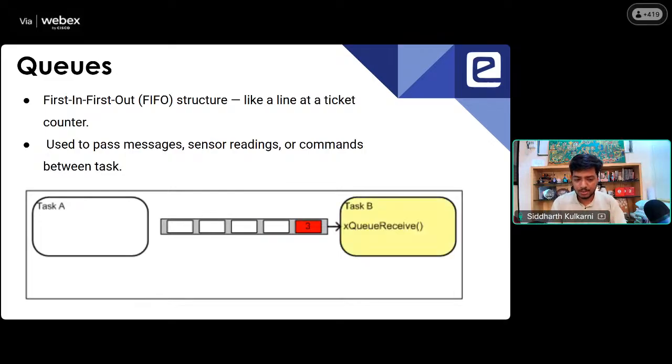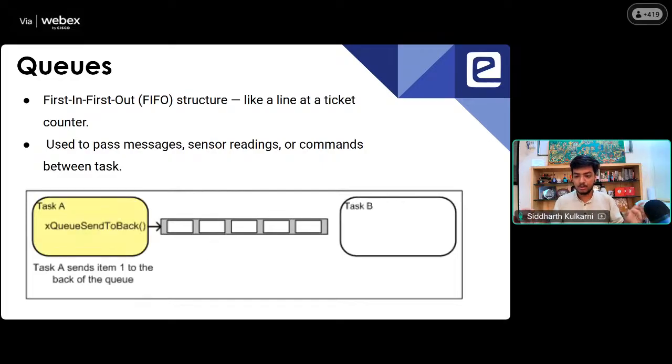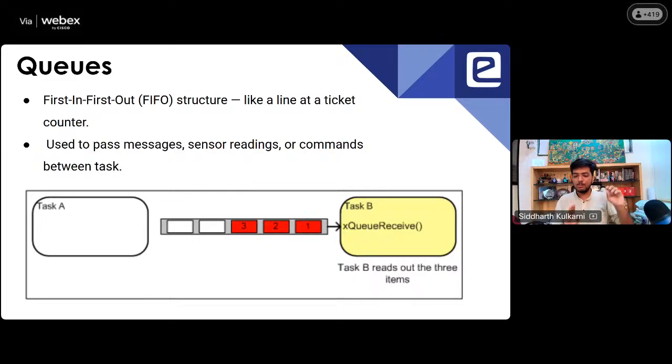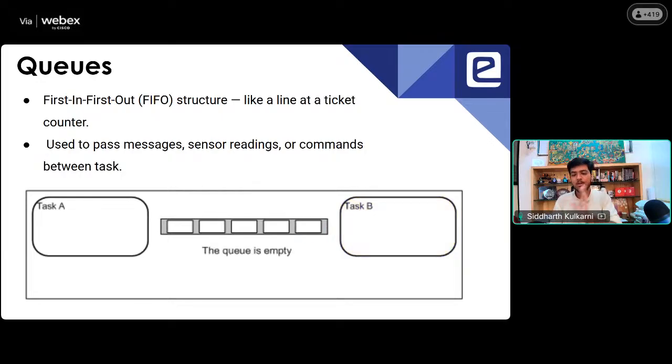So this ensures that we do not read half-written data, or two tasks do not try to access the same memory location at the same time, because that can cause problems. Okay, so if we have two tasks, this is how we'll share data between them. We'll use a mechanism called a queue, which will allow us to send data sequentially to other tasks.